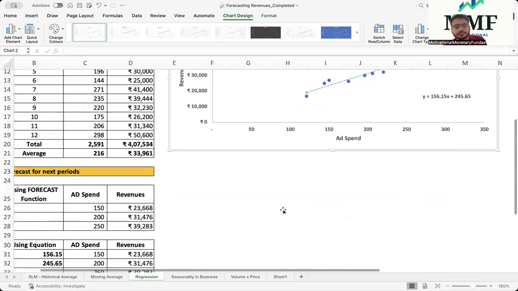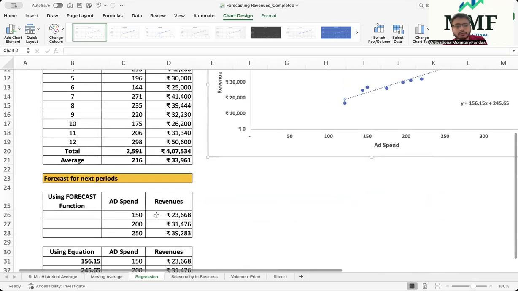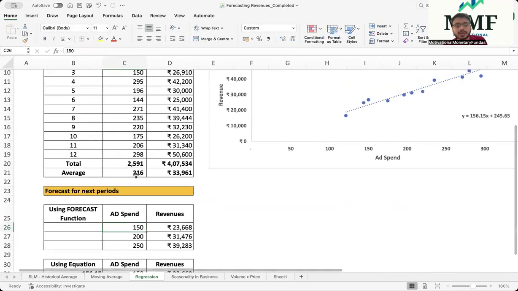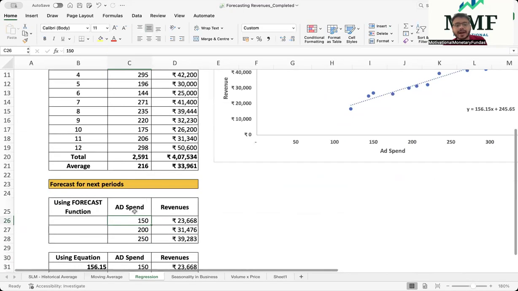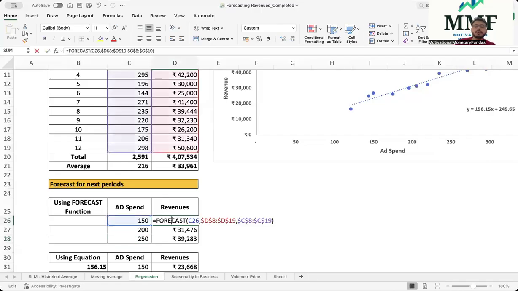ठीक है. Now if I want to forecast my revenues based upon these ad spends, ठीक है, मैंने एक randomly ad spend ले लिए हैं. I want to know कि based upon different ad spends how much revenue my company makes. So if my ad spend had been 150, if my ad spend had been 200, if my ad spend had been 250, then how much revenue I'm making? I simply used a forecast function in Excel. It's an inbuilt function on Excel. मैंने खुद से नहीं बनाया है.